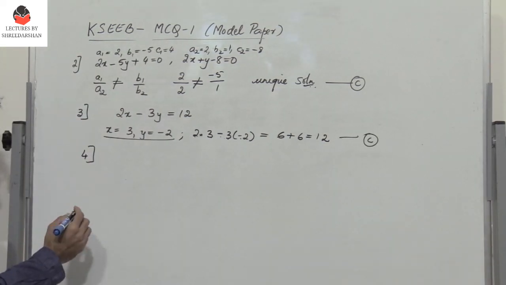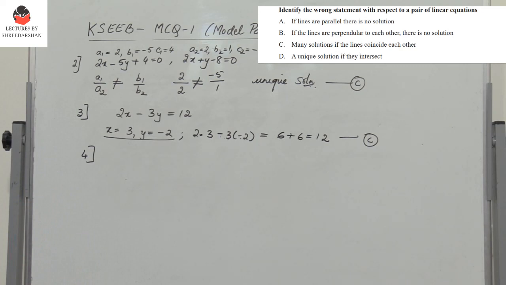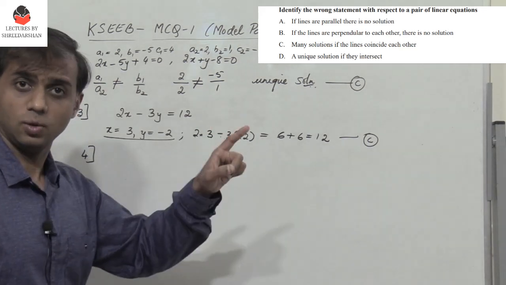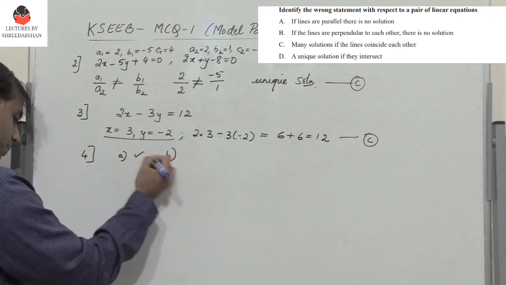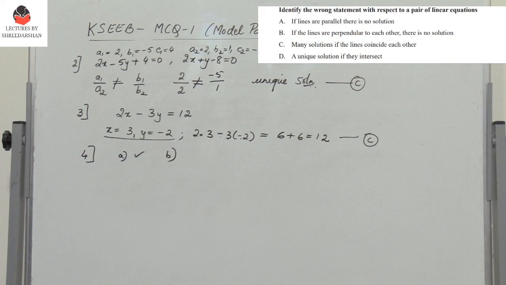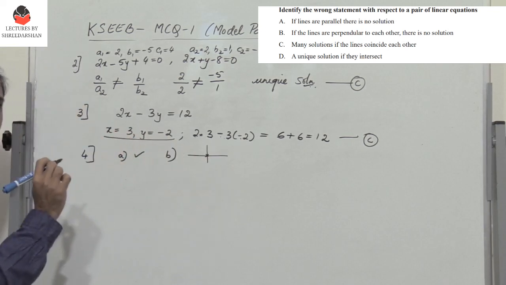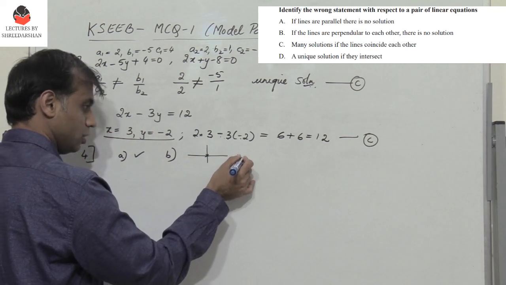Fourth one, identify the wrong statement with respect to a pair of linear equations. The first one states that if lines are parallel, there is no solution. That is A, which is correct. B, if lines are perpendicular to each other, there is no solution. Now if the lines are perpendicular, that means they intersect at a given point. That means there is one solution. So therefore, this is a false statement.